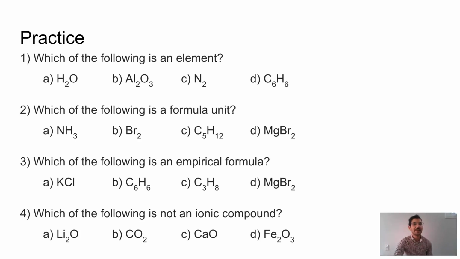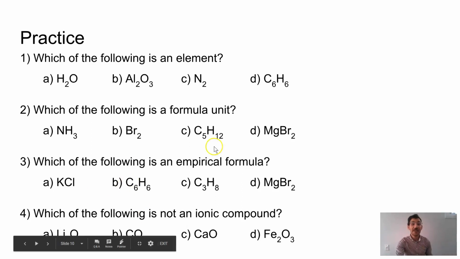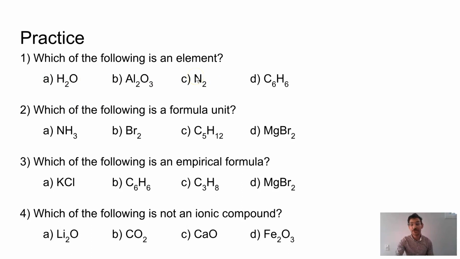Anyway, let's do a little bit of practice. Here's some problems. I want you to pause the video and think about these, and we'll go through them together. Sweet, you paused the video and thought about them. Let's talk about them. Which of these is an element? Remember, an element is composed of only one element, and nitrogen is the only thing here that is not a combination of different elements. So N2 would be our element.